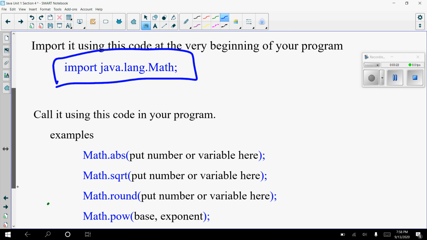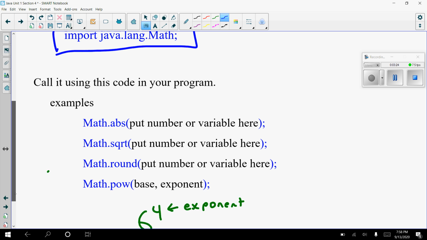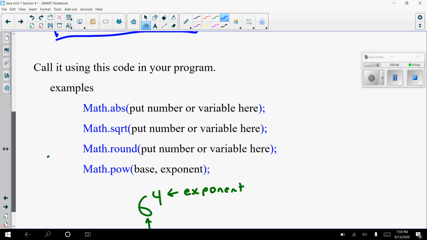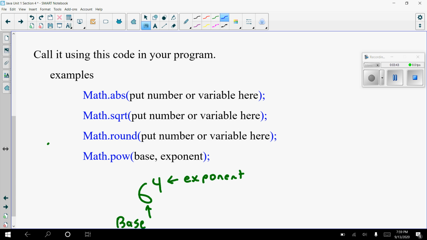And so when you call it in your program, here are some examples. ABS would be absolute value. SQRT would be square root. Round would be rounding it, which will round it up or down depending on where it's at. And then POW is power. The key thing to remember here is the base is the big number and the exponent is the small number. The things you put in there could be numbers that always stay the same that you define, or they can be variables that are inputted by the user.